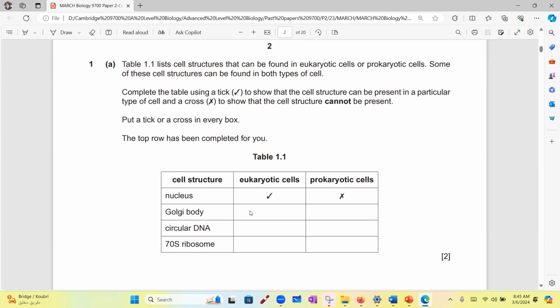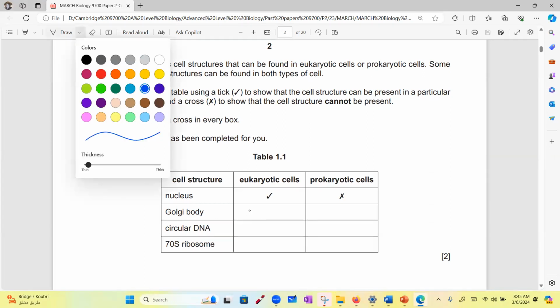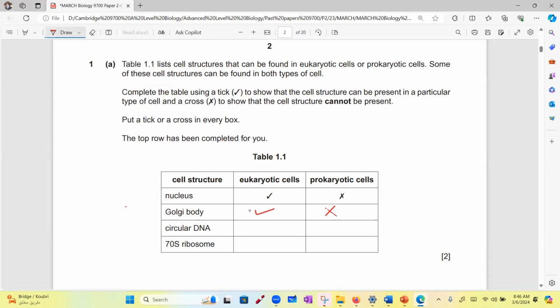Is it found in the prokaryotic? Definitely not. So, I like to scribble. And the circular DNA? Yes. So, the Golgi body is found in the eukaryotic cells, but not in the prokaryotic cells.